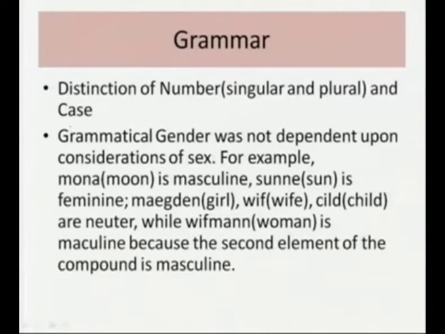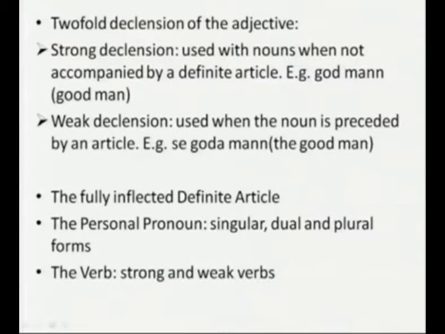Okay. In grammar, there is a distinction of number, singular and plural, and case, and grammatical gender was not dependent upon considerations of sex. For instance, mona, moon, is masculine, sunne, sun, is feminine, maiden, girl, wife, child are neuter, while woman is masculine, because the second element of the compound, man, is masculine. So, this is another area where, in the case of gender, there are several differences that we find from modern English.